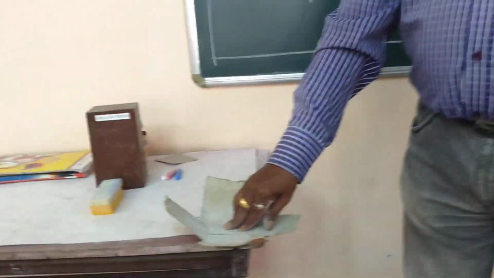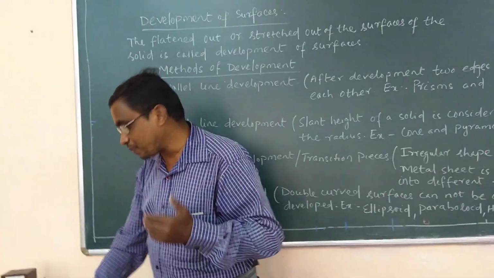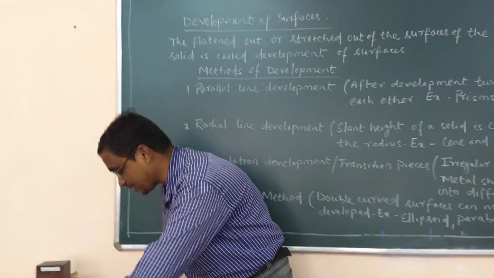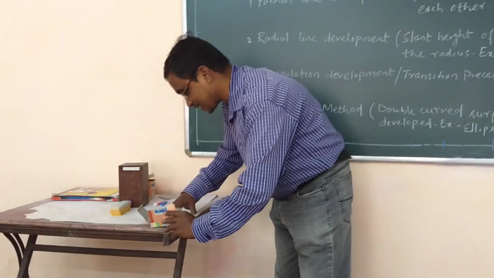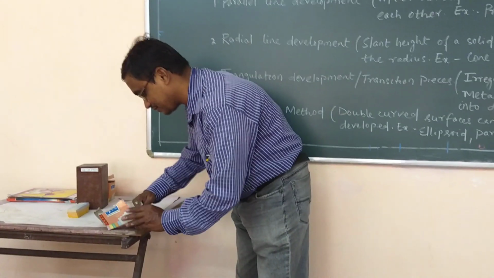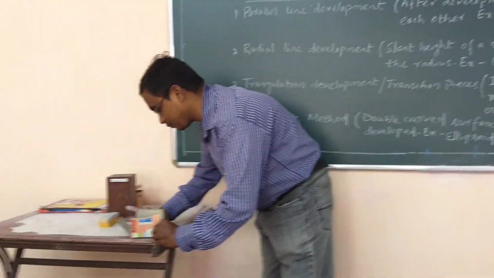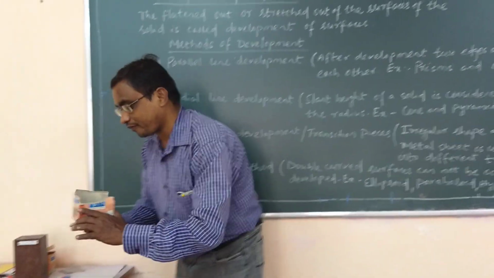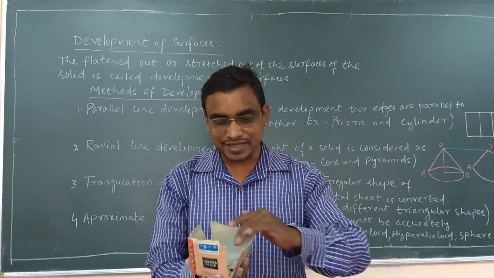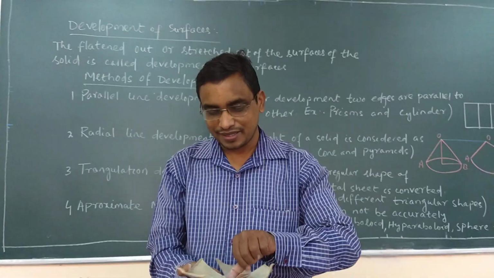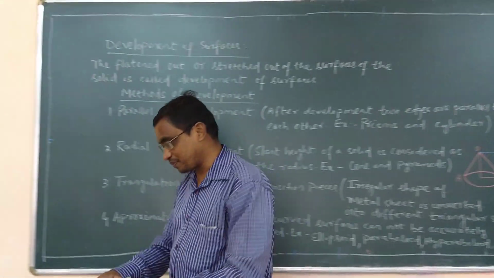All of you have seen in a sweet stall how the shopkeeper prepares the sweet packets. This is a piece of paper: first fold, second fold, third fold, fourth fold and cover. Automatically it becomes the sweet packet. When I stretch it, it becomes a plane. That is called the development of surfaces.